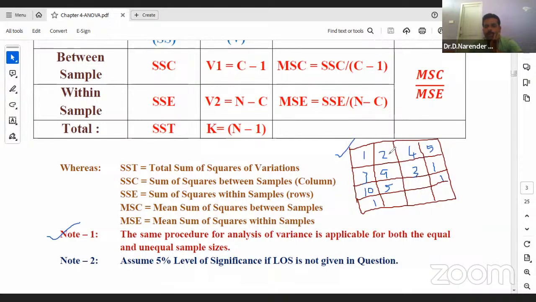But in the second column, 2, 9, 5, there are no values here. And in the column 3, 4, 3, again numbers are not there. Then 5, 1, 1, and no values are there. Sometimes the problem will be like that. Observe this problem carefully.